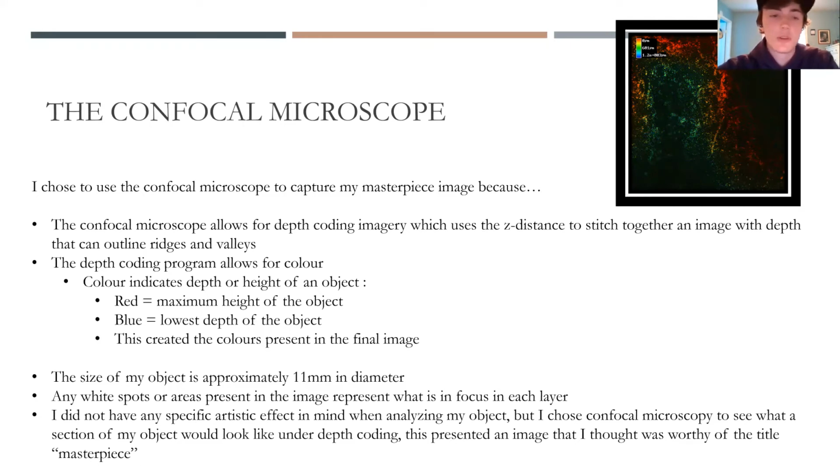The size of my image is approximately 11 millimeters in diameter, so this is just a small section used to create my masterpiece. Any white spots or areas present in the image, like here or anywhere down here, or any contrast, is what is in focus in each scan. Up on the top layer, you have images like this, contrast like that. And then as you keep moving down, you see all these different areas here, which indicate that there was something in that area that was scanned.